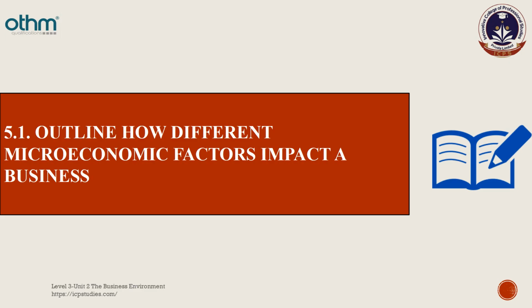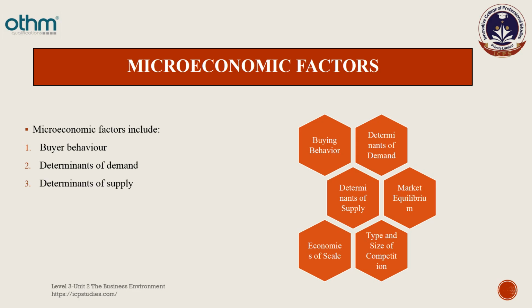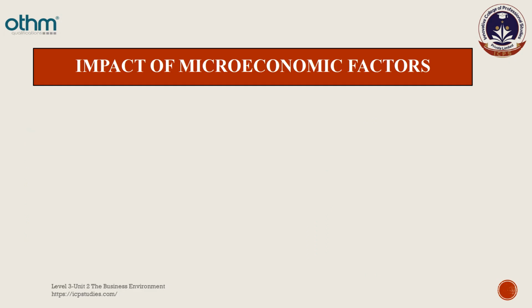So the first assessment criteria to understand the fifth learning outcome is to outline how the different microeconomic factors impact the business. So first we have to understand what microeconomic factors are. We have different microeconomic factors. They include buyer behavior, determinants of demand, determinants of supply, market equilibrium, economies of scale. And at last we have type and size of the competition. So now we are going to discuss the impact of these microeconomic factors on the business.